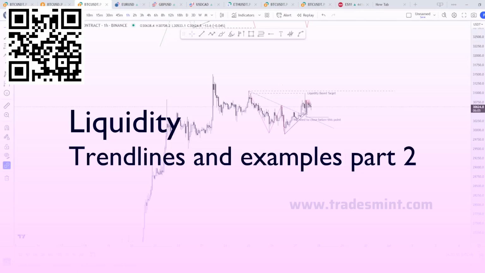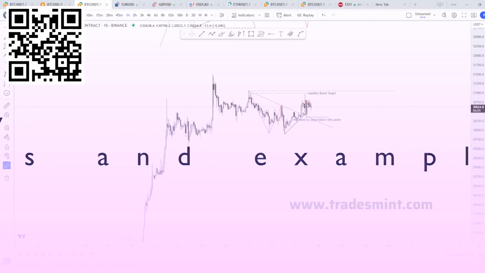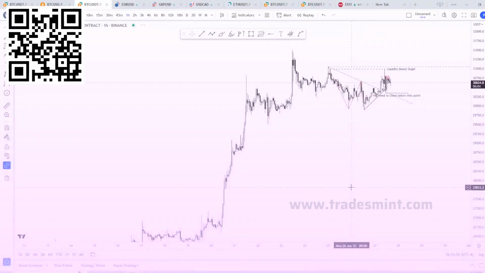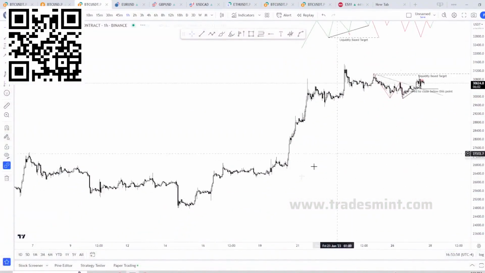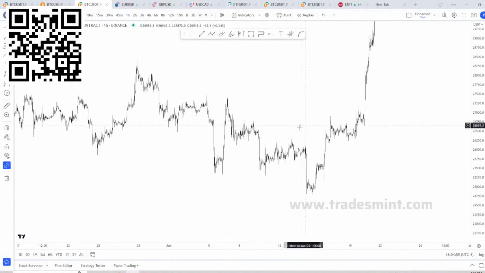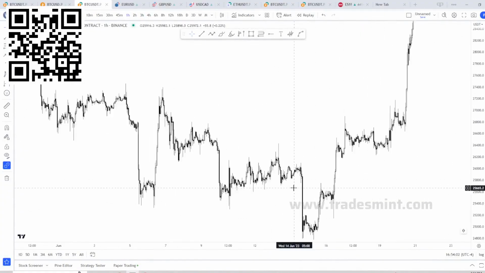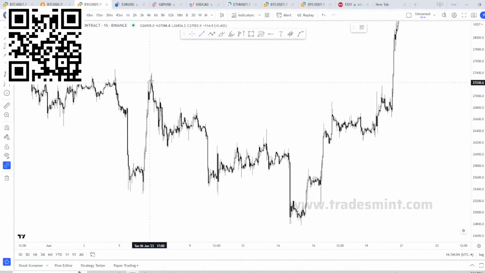So as you can see, these trend lines are present everywhere, even across higher time frames. Let's go to the 1 hour time frame and take a look. We'll see if there are any more obvious higher time frame trend lines. Well, let's take a look right here.